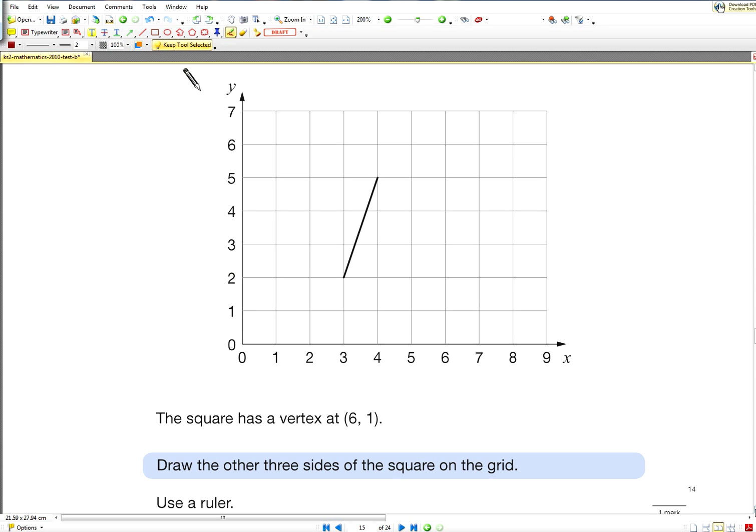Alright, the square has a vertex at 6, 1. It's at the top. Have I missed it in the ad? No, it's a thing at the top. Right on top. Yeah, it's one side of a square drawn on the coordinate grid. Okay, here's one side of the square, draw the rest of it. Okay, so let's have a look what that is.